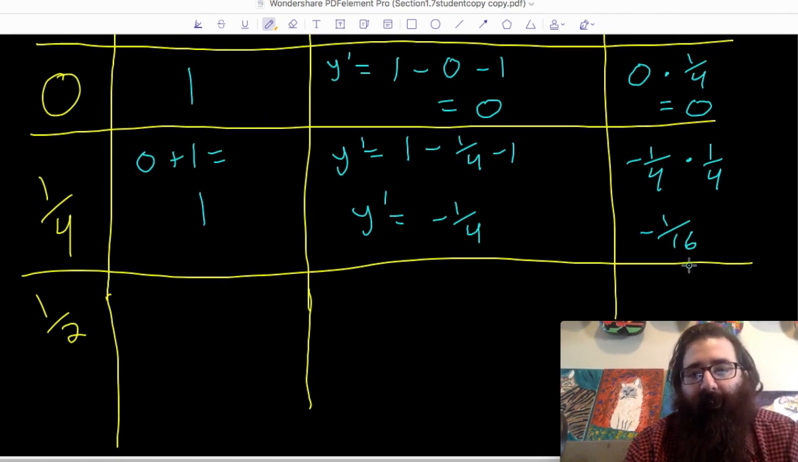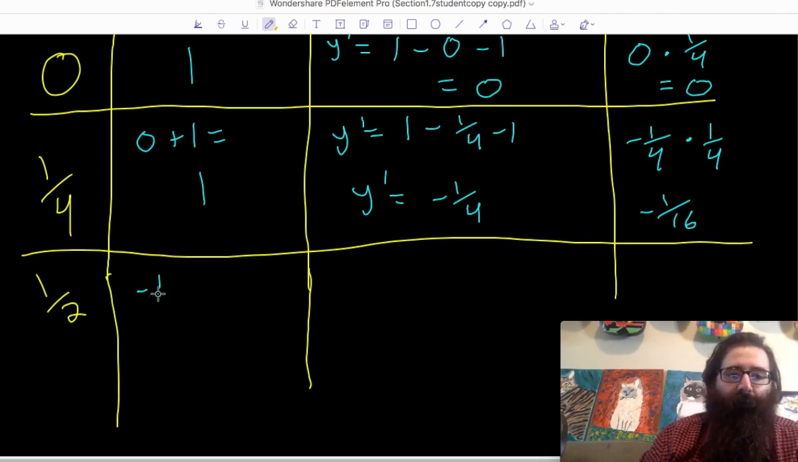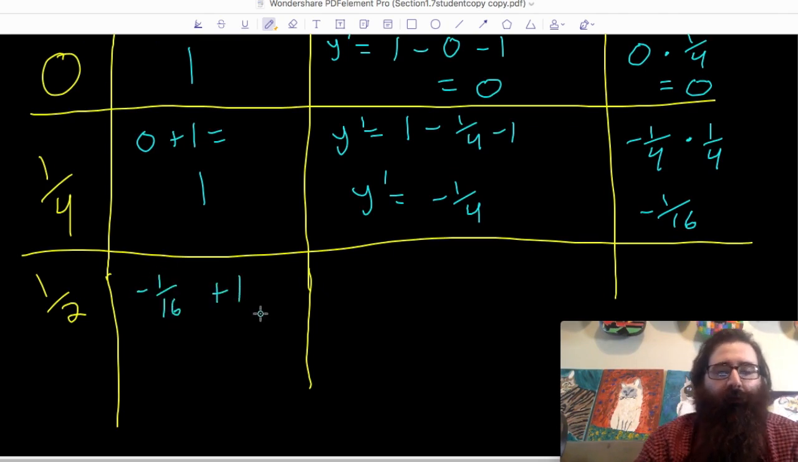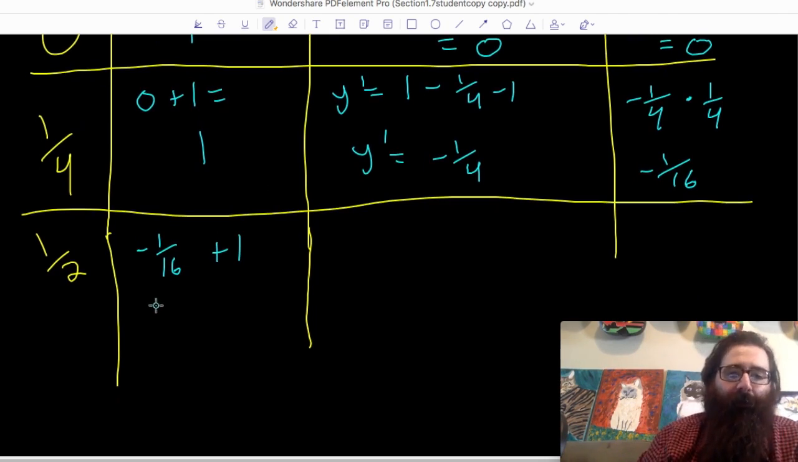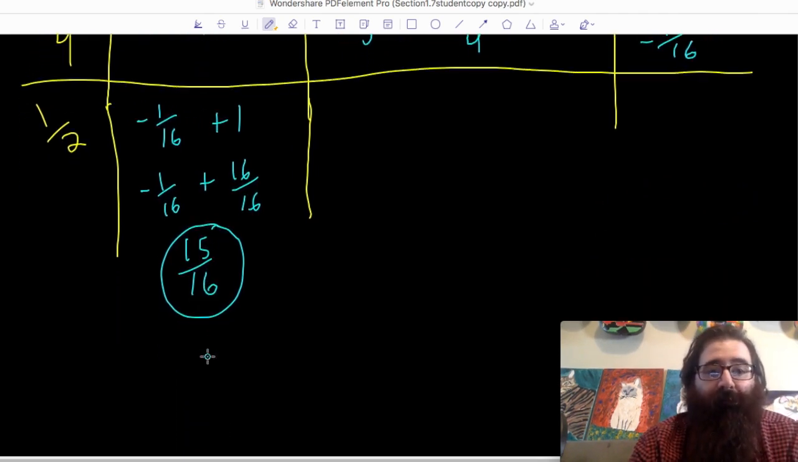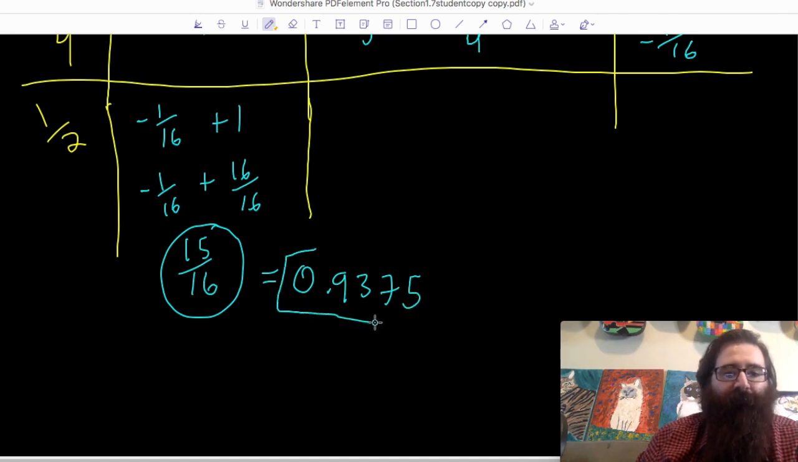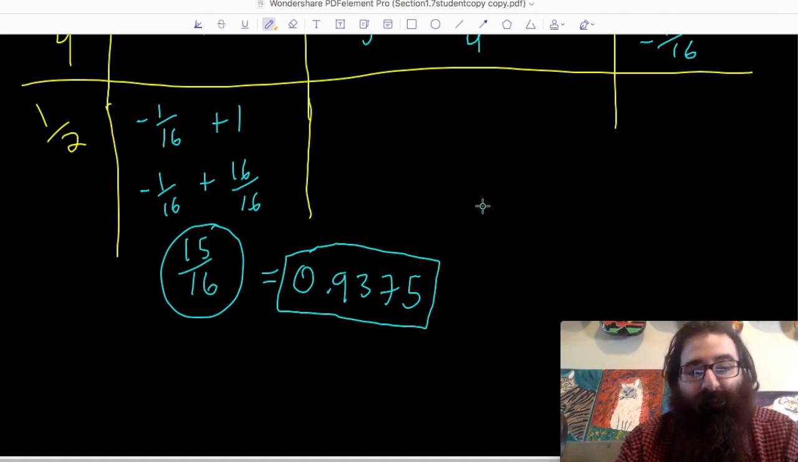Now I want to take this value and add it to my current y value. So I want negative 1/16 plus 1. Here I'll get a common denominator. 1 is 16/16, so this gives me 15/16. If I'd like to compare this, I think decimal numbers are going to be the nicest way to do that. This gives me a decimal value of 0.9375. So 15/16 by hand is easiest for me, but as a decimal value, 0.9375.